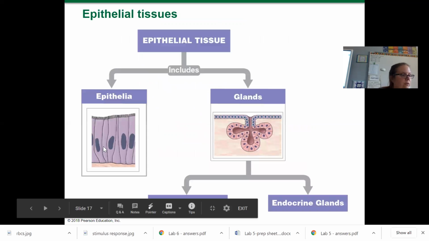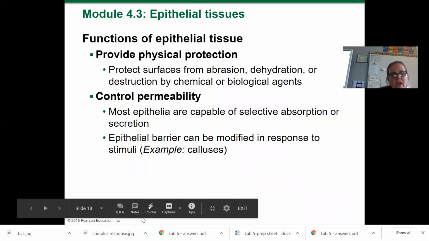Right, so here's epithelial, and here's the glandular tissue, and then here's 2 ways to think about the glandular tissue. So this could be a good starting point for your epithelial tissue. As we go over here, you're going to see there's way more branches though.